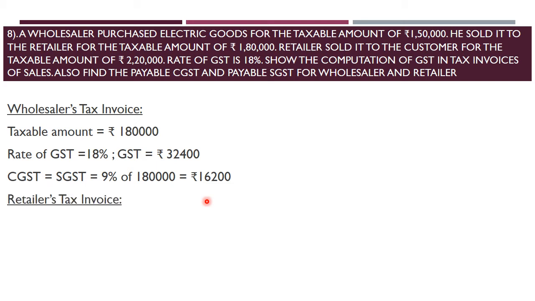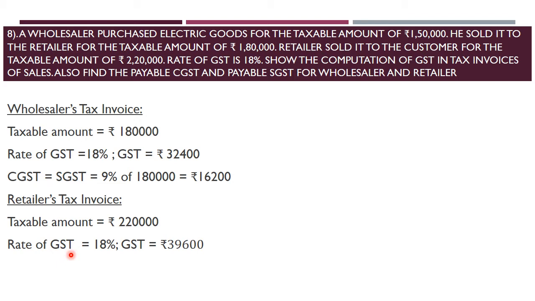Next will be the retailer's invoice. The retailer sold it to the customer for 2,20,000, so here the taxable amount will be 2,20,000. The invoice is on sales, so the selling price we are writing. Rate of GST is 18% and GST is 39,600, that is 18% of 2,20,000 is rupees 39,600. And 9% of 2,20,000 will be 19,800. So this is the CGST and SGST. These are the details in the tax invoices of sales.